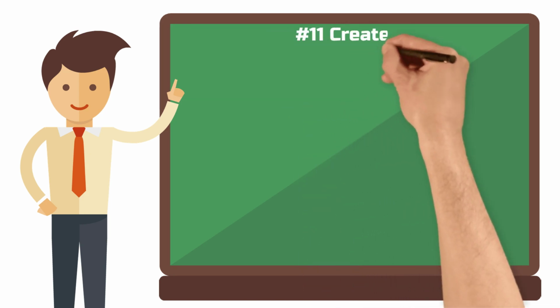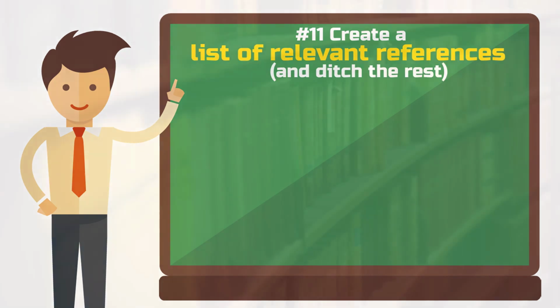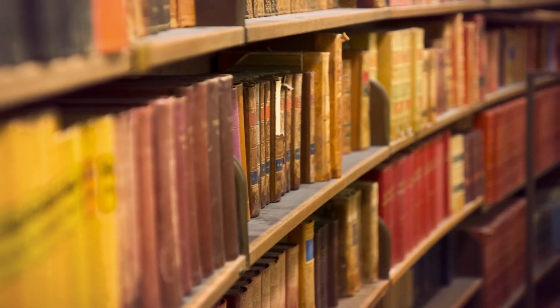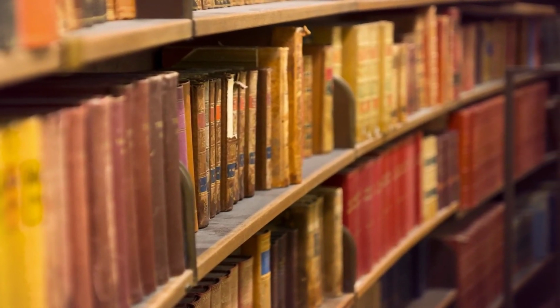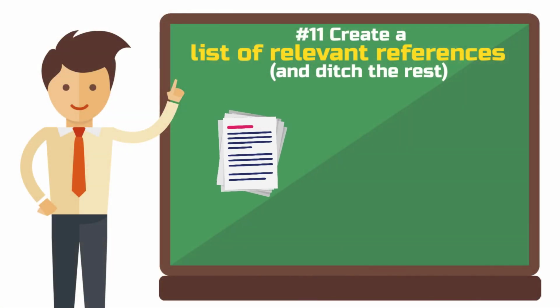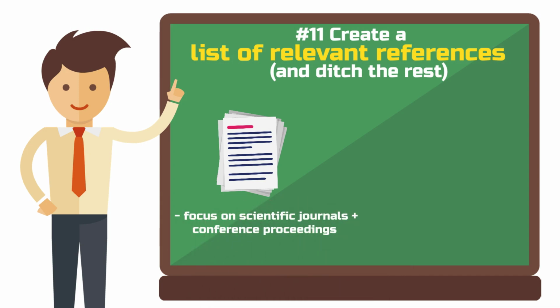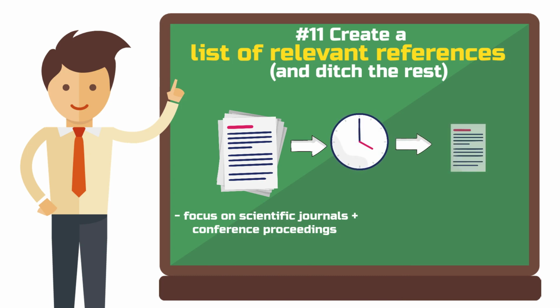Tip 11. Create a list of relevant references and ditch the rest. It takes many years for a textbook to be published, so the insights described in there could also be yesterday's news. Current research in your discipline can be found in scientific journals and conference proceedings, which are all published online. The more current your literature sources, the greater the relevance of your paper.